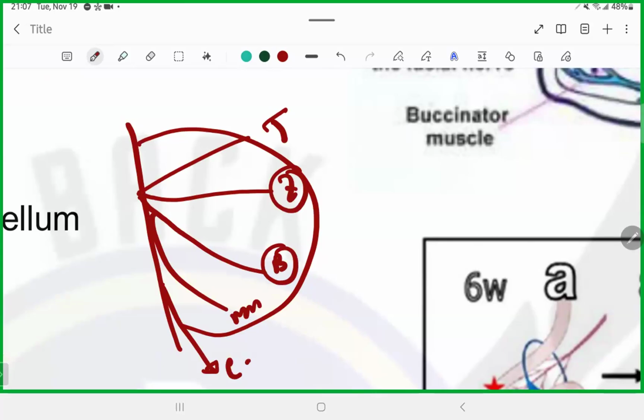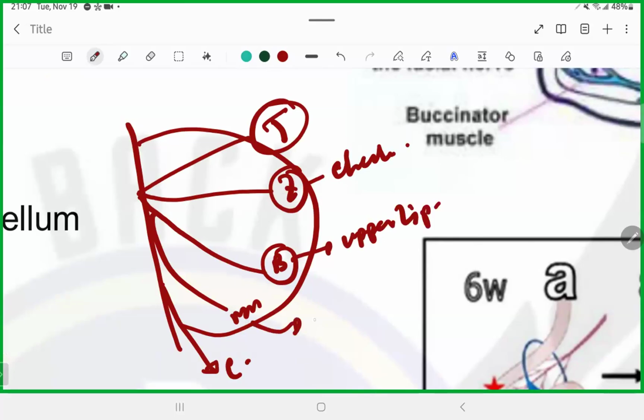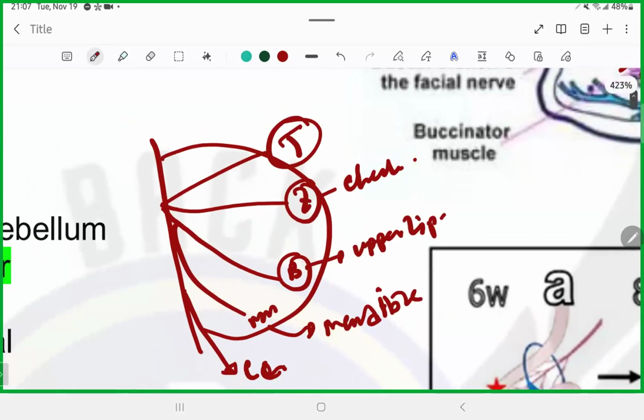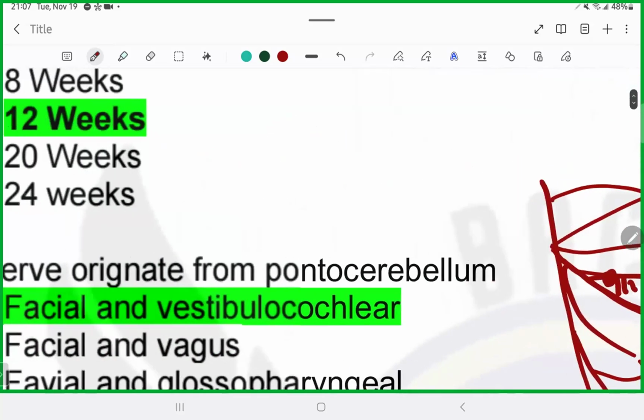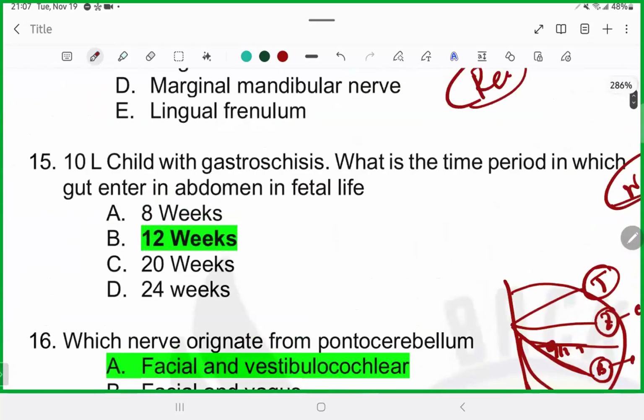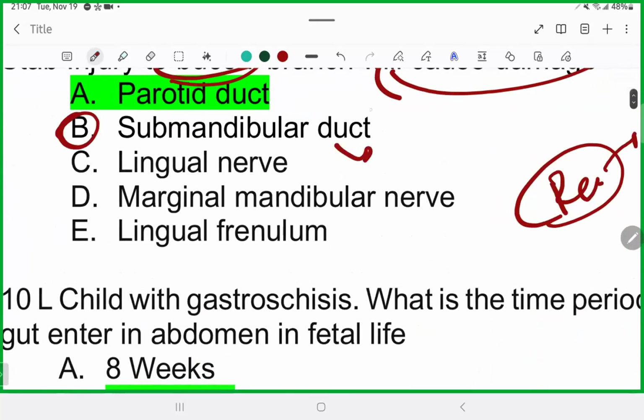So we have an idea that this will go to the head, this will go to the cheek, this will go above the upper lip, this will go to our mandible, and this will go to our cervical region. So a stab injury should be here. Here we have our upper teeth. Now we all know that the submandibular duct is under the mandible. So we should injure the marginal mandibular nerve.